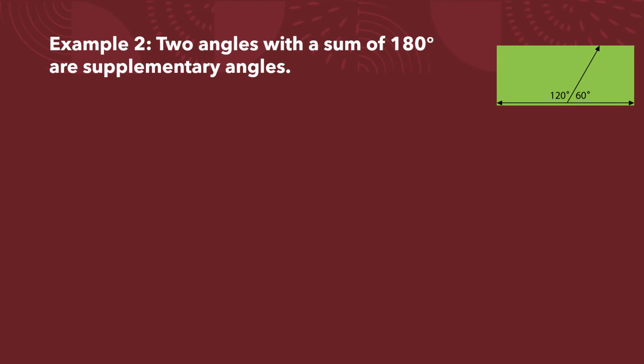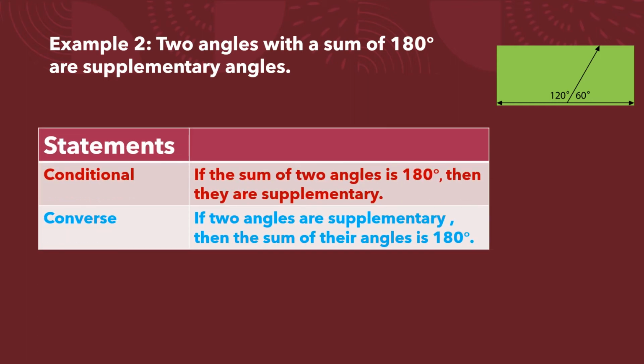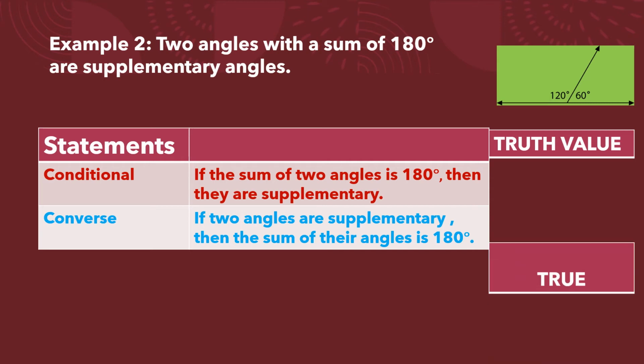Let's have another example. So our general statement is two angles with a sum of 180 degrees are supplementary angles. Let's form the conditional and the converse statement. So for the conditional, if the sum of two angles is 180 degrees, then they are supplementary. Let's check its truth value. Is it true that if the sum of two angles is 180 degrees, they are supplementary? Yes, it's true.